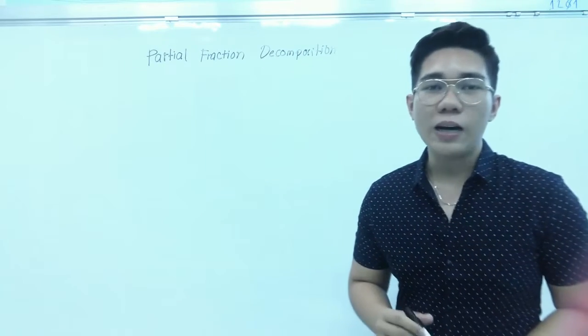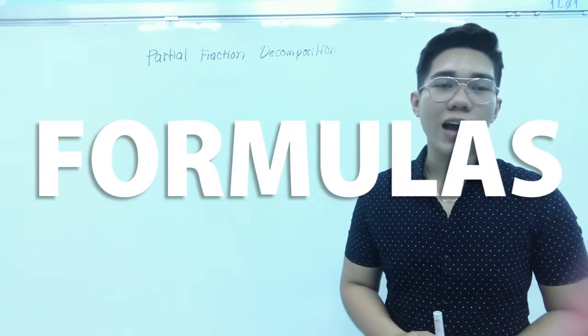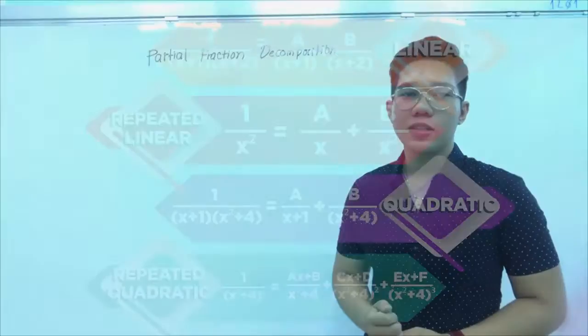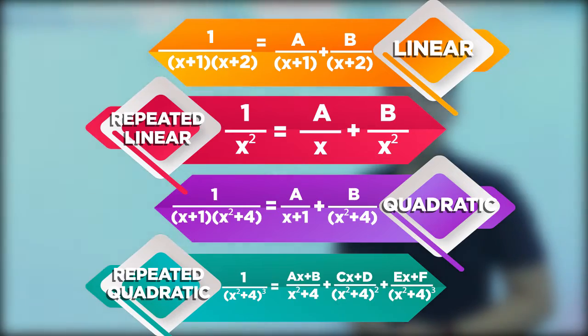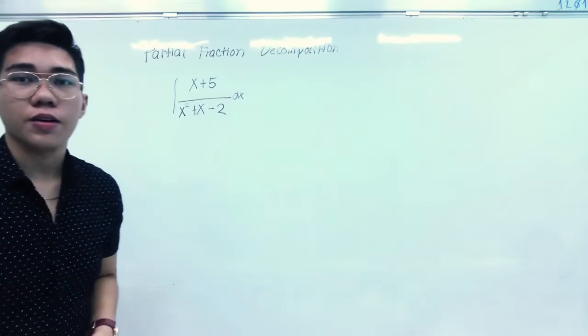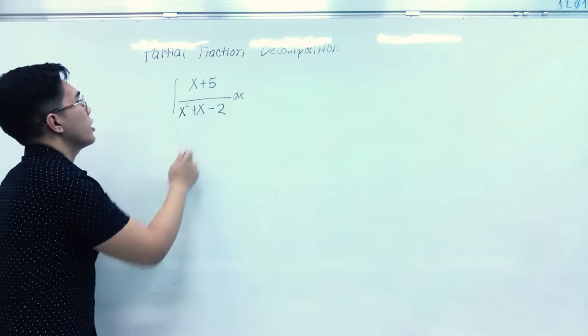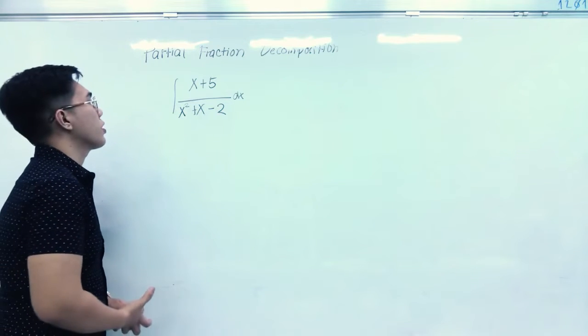So now that we know how to classify these different functions, I'm going to show you the formula on how to integrate them by using partial fraction decomposition. So let's now try integrating with an example. Here we're given: find the integral of x plus 5 over x squared plus x minus 2 dx.